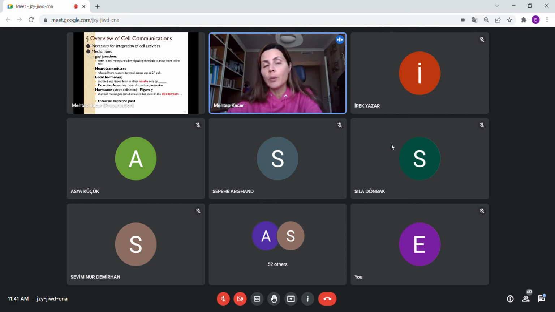And cell communication systems. Remember, we need integration of cell communications for normal activities. There are some important cell communication systems, gap junctions, for example. These pores in the cell membrane allow the signaling chemical to move from cell to cell. The other one, neurotransmitters: we release neurotransmitters from our neurons, and the neurotransmitter travels across the gap to second cells. The second cells may be another neuron, sometimes skeletal muscle cells, sometimes cardiac muscle cells.